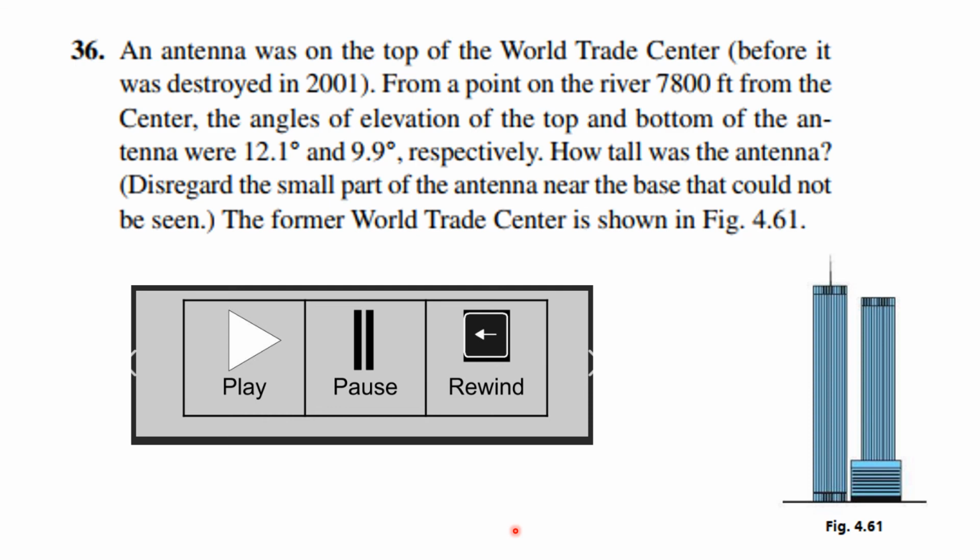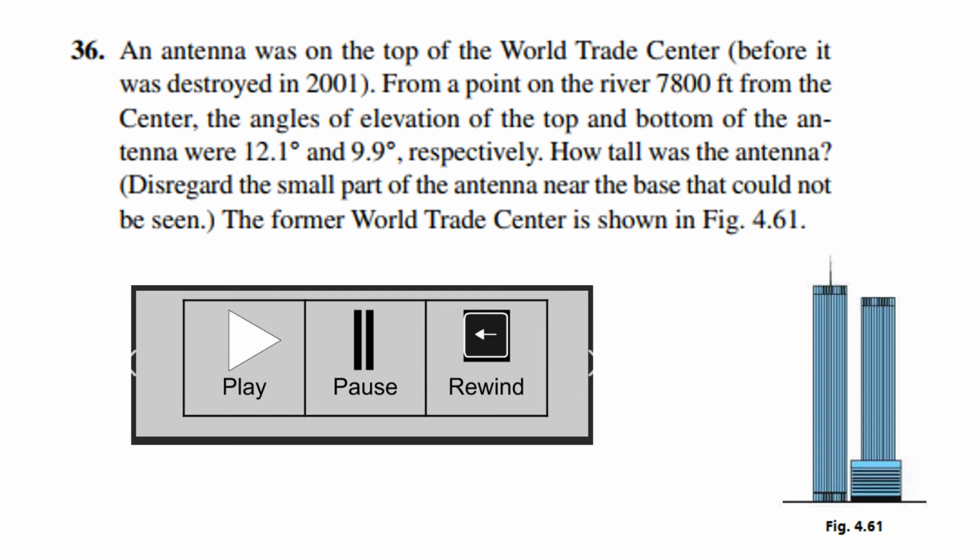Now this has an antenna on top of the World Trade Center. Before it was destroyed, there was an antenna, and we're talking about the height to the antenna now. From a point on the river 7,800 feet from the center, the angles of elevation at the top and bottom of the antenna were 12.1 degrees and 9.9 degrees respectively. How tall was the antenna? We're to disregard the small part of the antenna near the base that could not be seen. And we have a little bit of a picture there. I have asked problems like this on tests before, so please work to understand this.